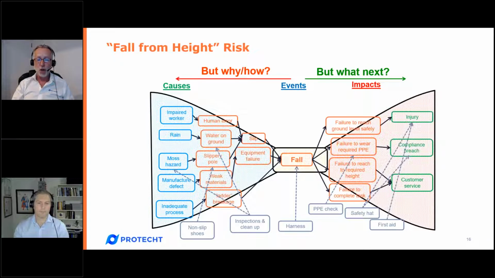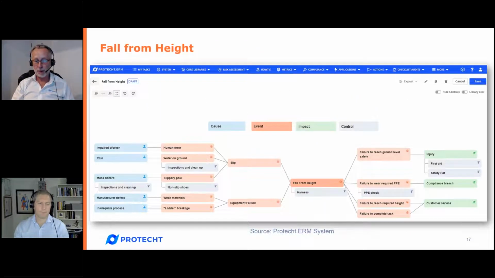Now all of that for us at Protecht, which I will get Michael to take you through an example soon. This is done on PowerPoint. This is what we do in terms of the process itself. So that's exactly what I've just showed you, but now we're using a digital tool, and that shows us our cause, events, impact, and controls.